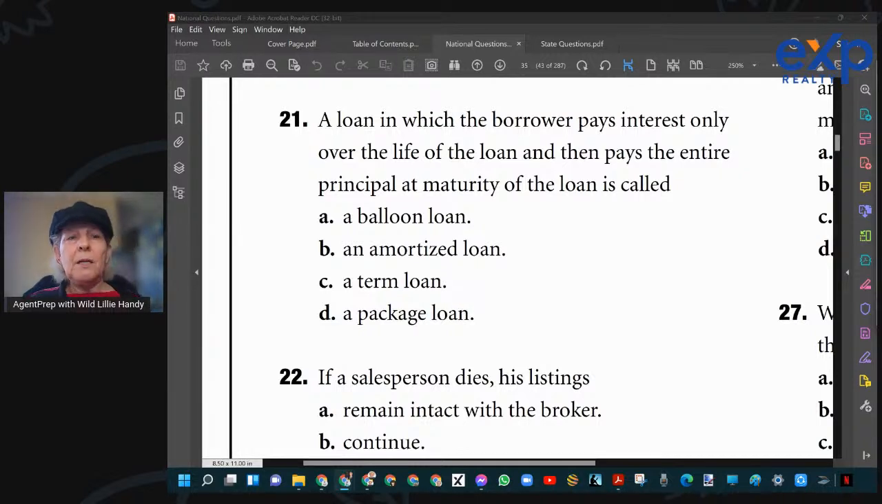All right. A loan in which the borrower pays interest only over the life of the loan and then pays the entire principal at maturity of the loan is called what? So what kind of loan? They're asking what kind of loan it is where the buyer pays interest only for the entire life of the loan, and then at the end pays the whole amount. A, a balloon loan. B, an amortized loan. C, a term loan, or D, a package loan.